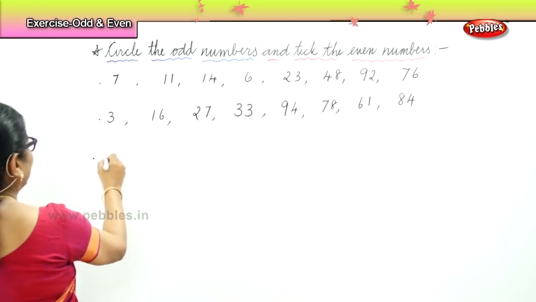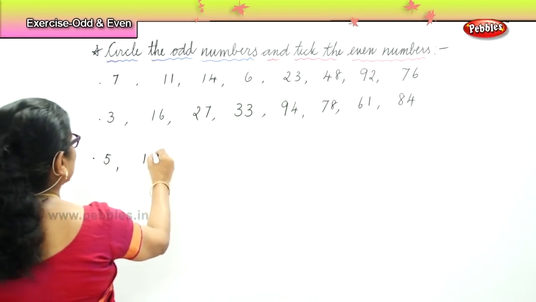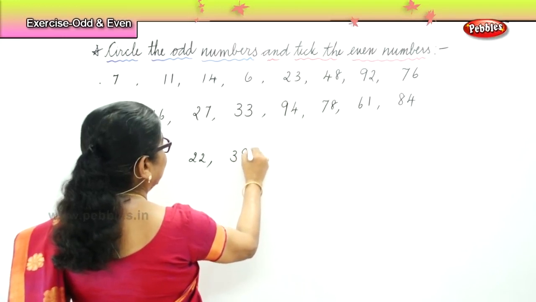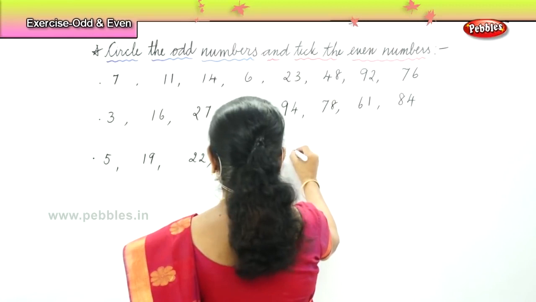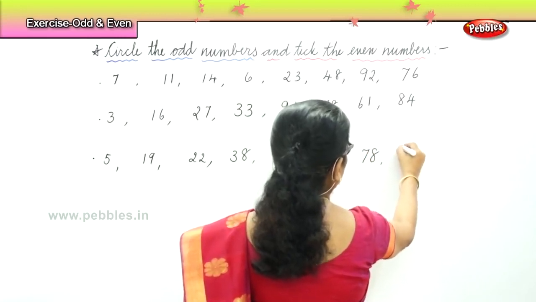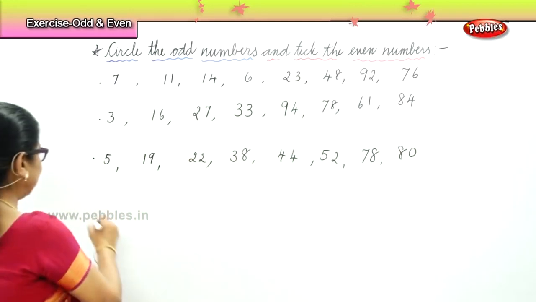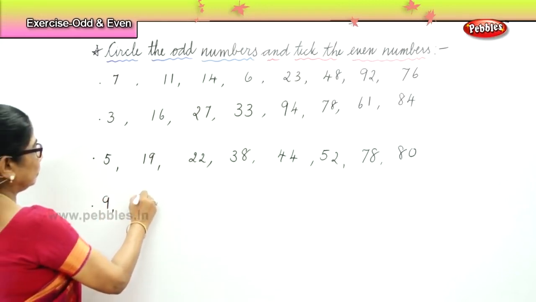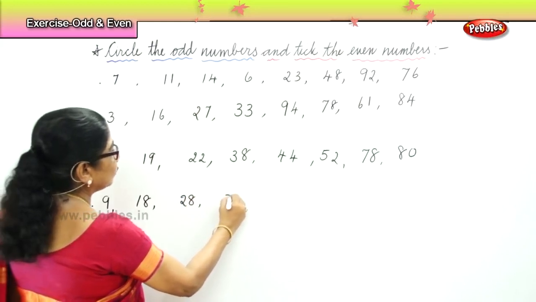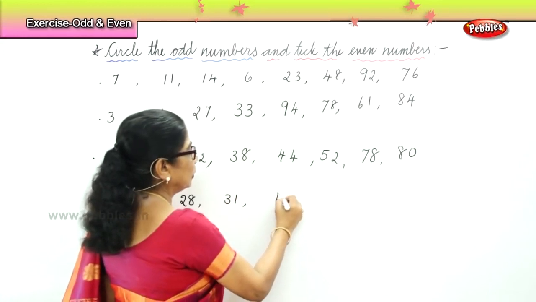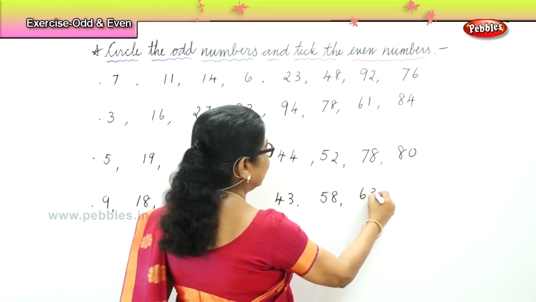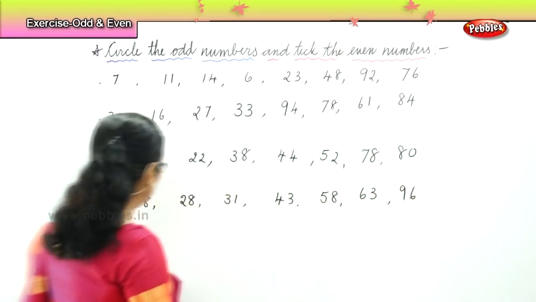Another set, we have 5, 19, 22, 38, 44, 52, 78 and 80. Okay, another set: 9, 18, 28, 31, 43, 58, 63 and 96.